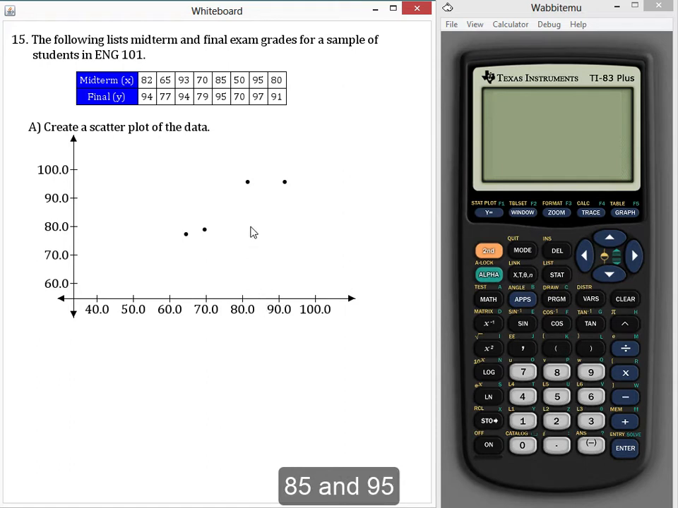85 and 95, right there. 50 and 70, that looks good. 95 and 97, 80 and 91. Okay, there's my scatter plot.